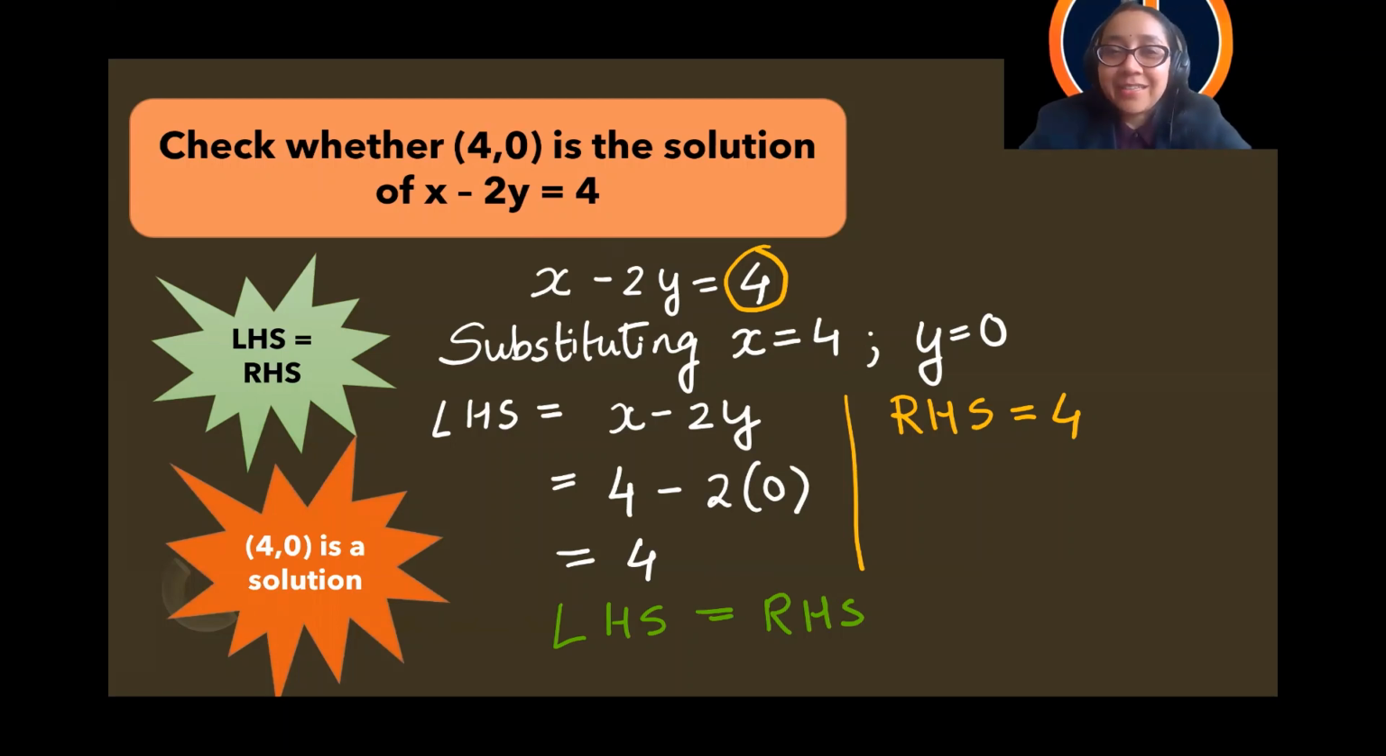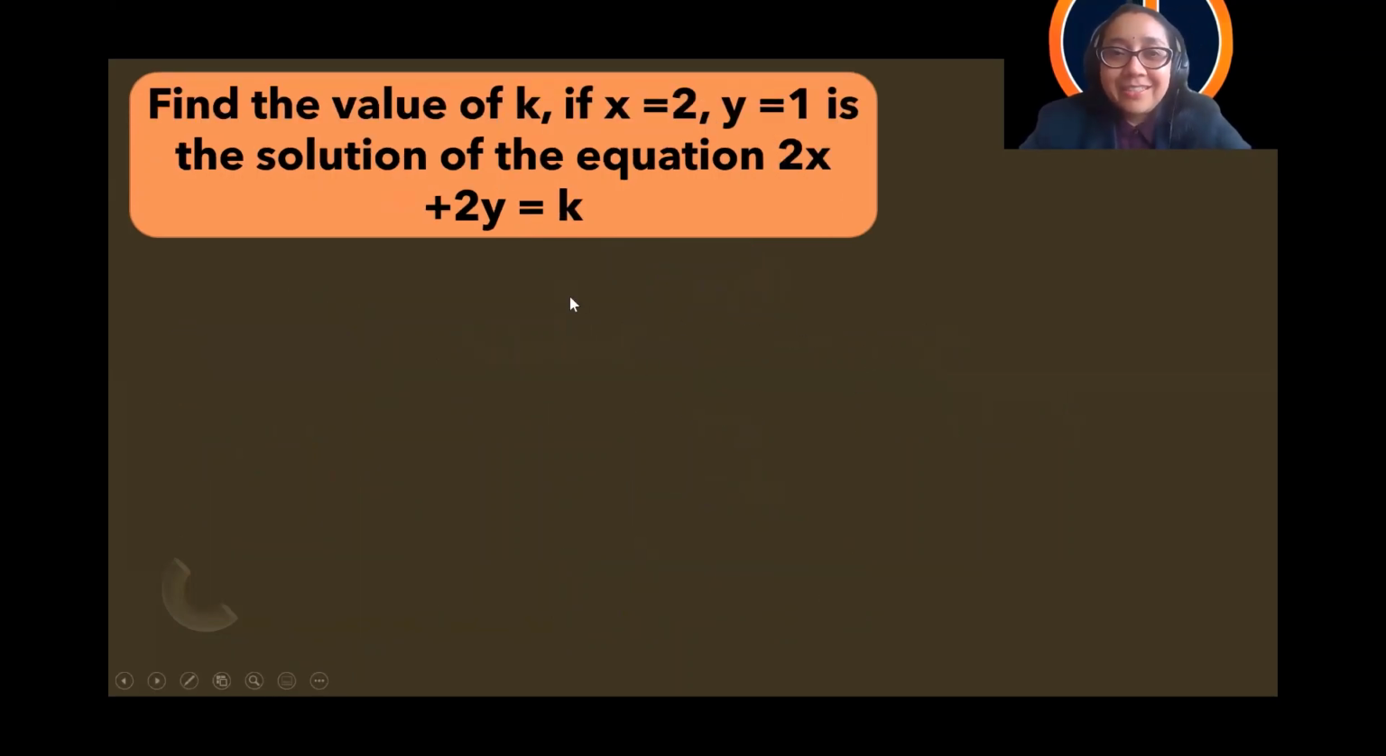Now the next question. Find the value of k if x equal to 2, y equal to 1 is the solution of the equation 2x plus 2y equal to k.